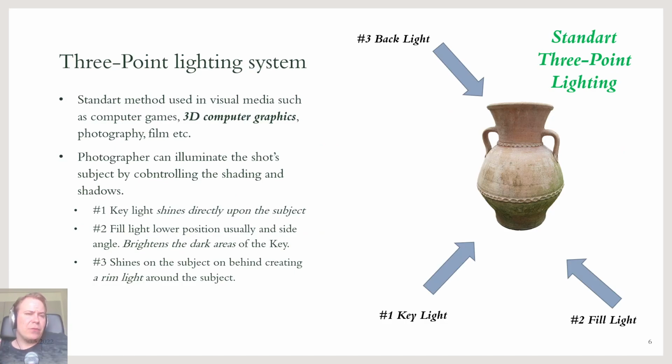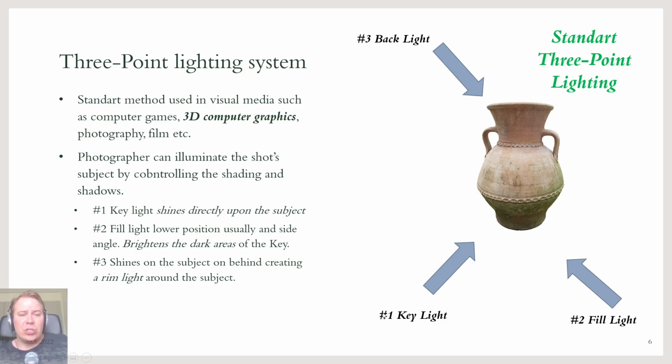And this is the three-point lighting system. If you are lighting an object or whatever in the scene, if you need to concentrate, it's a standard method used in visual media such as computer games, 3D computer graphics, photography, film, and so on. The photographer can illuminate the shot's subject by controlling the shading and shadows. So basically you need these three lights here: the key light, the fill light, and the rim light, which is also called a backlight.